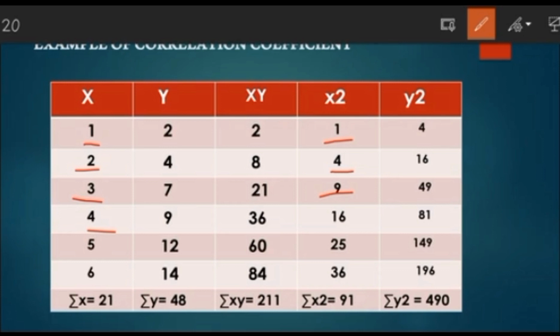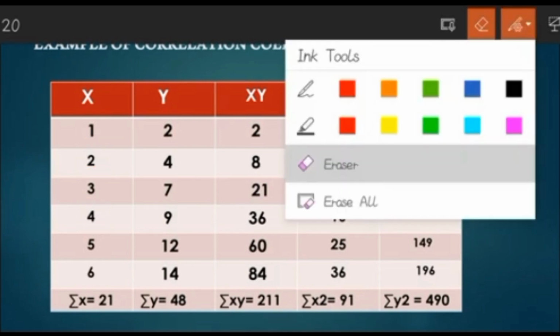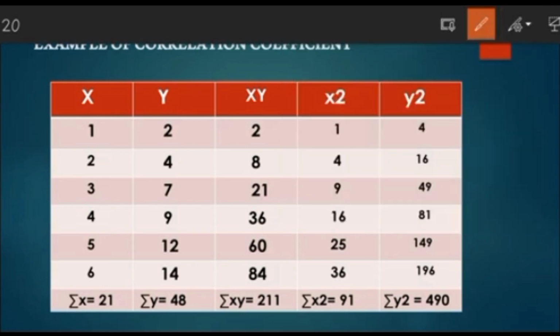Now for y squared. We have 2 squared equals 4, 4 squared equals 16, 7 squared equals 49, 9 squared equals 81, 12 squared equals 144, and 14 squared equals 196. Adding them, the sum of y squared equals 490.